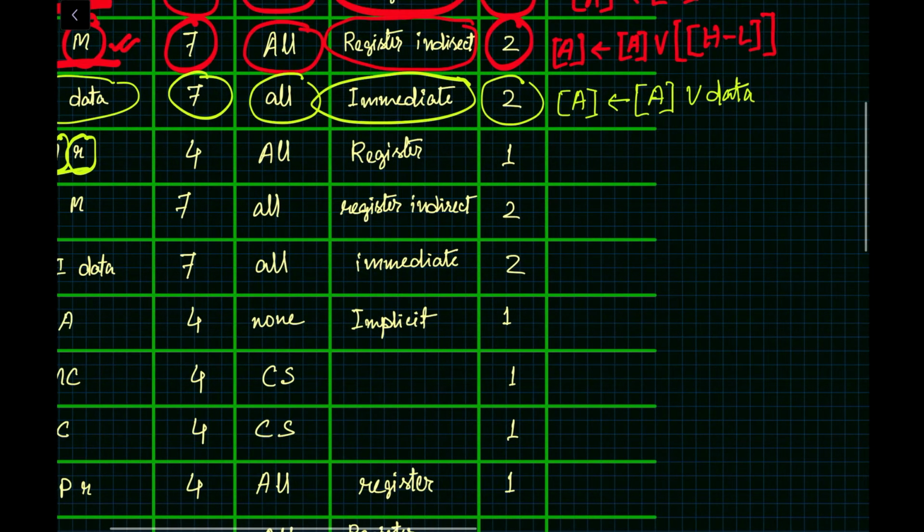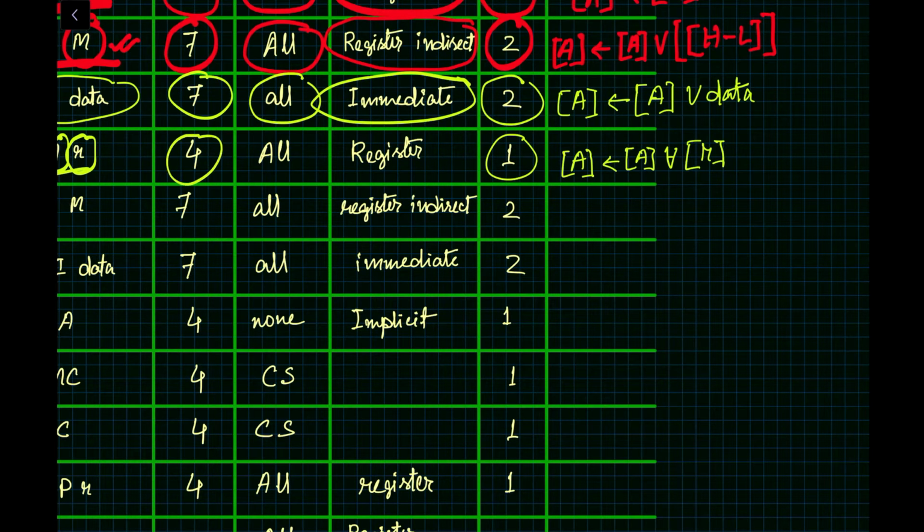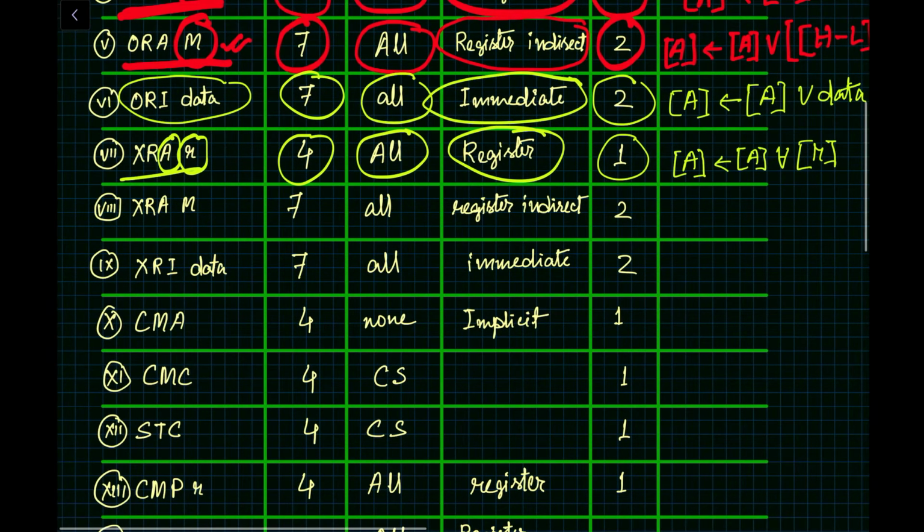So we can write like this. Whatever be the content of the given register, exclusive OR is represented by this symbol, so that will be exclusive ORed with the content of the accumulator, and we have to write the result into the accumulator. Here we have 1 machine cycle, 4 T states, all the flags are disturbed, and we have register addressing mode. Why register addressing mode? Because both the given data are held in the registers themselves.